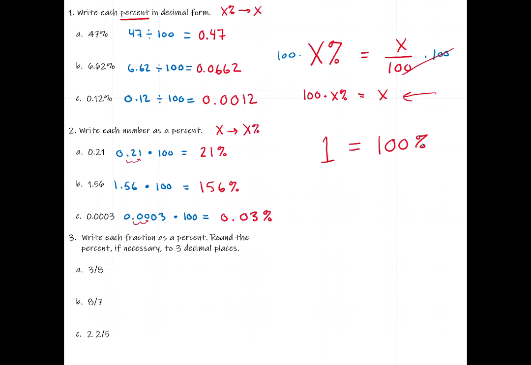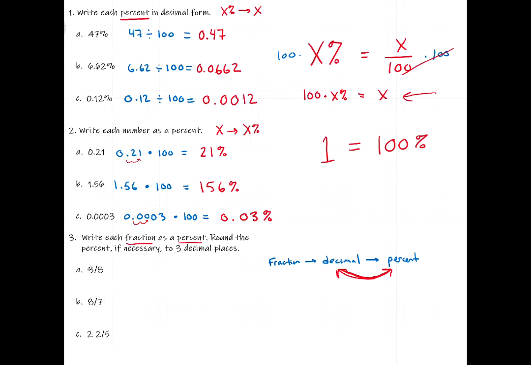Okay, and now in number 3, we have to convert a fraction to a percent. What we're actually going to do is start with a fraction, convert the fraction to a decimal, and then convert the decimal to a percent. Because this one's easier. Going back and forth between decimals and percentages is easier because you're just moving a decimal point either 2 places to the left or 2 places to the right. And converting a fraction to a decimal is also easy. You just put it into the calculator.